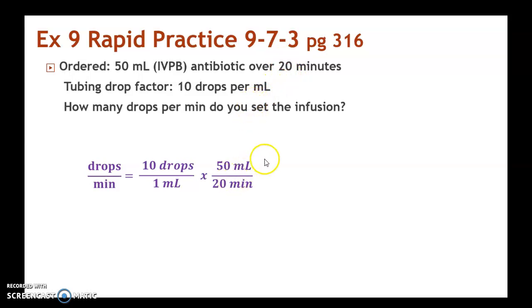Now we have been including the next fraction, which is a conversion. It takes hours into minutes, but we don't need it here. I mean, look at our units. Our milliliters cancel. We have drops on top and we have minutes on bottom. That's what we're looking for, right? So we don't have to throw in that extra conversion between hours and minutes.